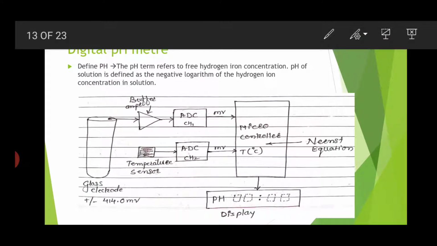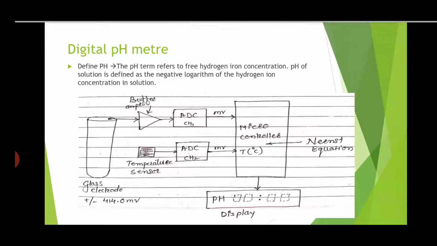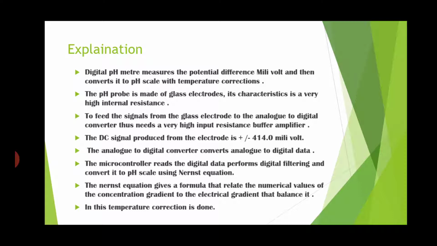So glass electrodes are used, a buffer amplifier, ADC channels, means analog to digital converters, a microcontroller, and a display unit are there. Now we will see the explanation. A digital pH meter measures the potential difference in millivolts and then converts it to the pH scale with temperature corrections. The pH probe is made up of a glass electrode. Its characteristic is a very high internal resistance.